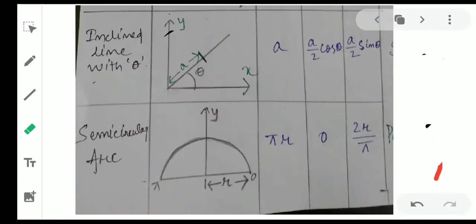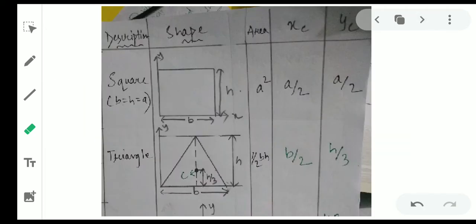It may be asked in OJE or some GATE exam, or like that. In competitive exams, this will be asked. So write it down. It is very simple. Next, I am going to the 2D figures.